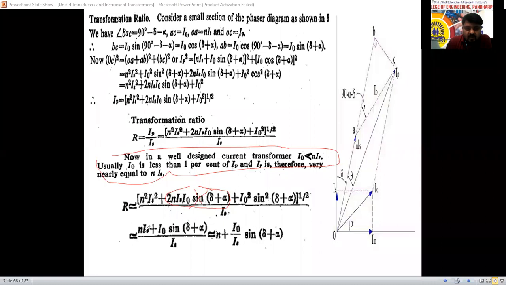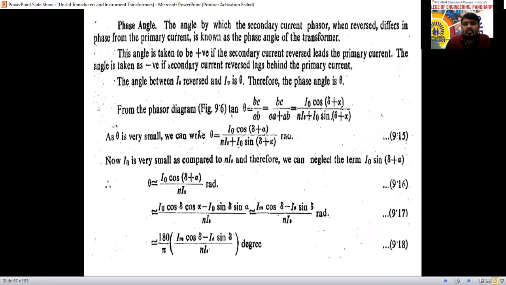Now you split this term: n I_s divided by I_s, so I_s gets cancelled and only n is left. Next, I naught by I_s sine delta plus alpha. This is the transformation ratio equation of the current transformer. So the derivation is over only for the transformation ratio, but some phase angle error is also there. The phase angle derivation we have to consider.